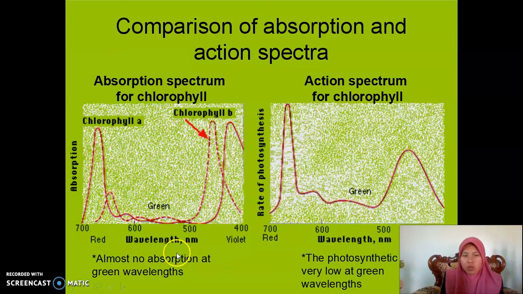So daripada sini memang kita buat conclusion dekat absorption spectrum ni almost no absorption at green wavelength. So tak ada langsung apa-apa yang diabsorb apabila kita berikan green wavelength. Maknanya the chlorophyll tu they do not absorb yang green colour tu, but instead dia reflectkan green wavelength tu. So that's why chlorophyll tu kita nampak warna hijau and leaf tu pun kita nampak warna hijau. So sama juga macam dekat sini, the photosynthetic rate is very low at green wavelength in comparison to the blue and red wavelength.